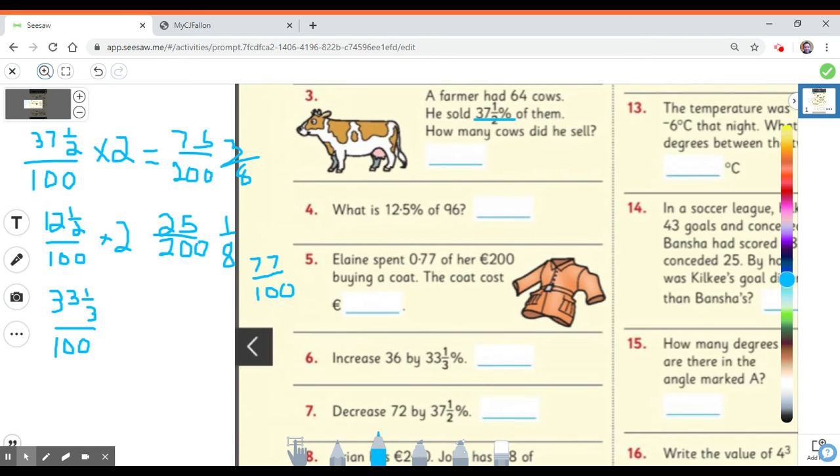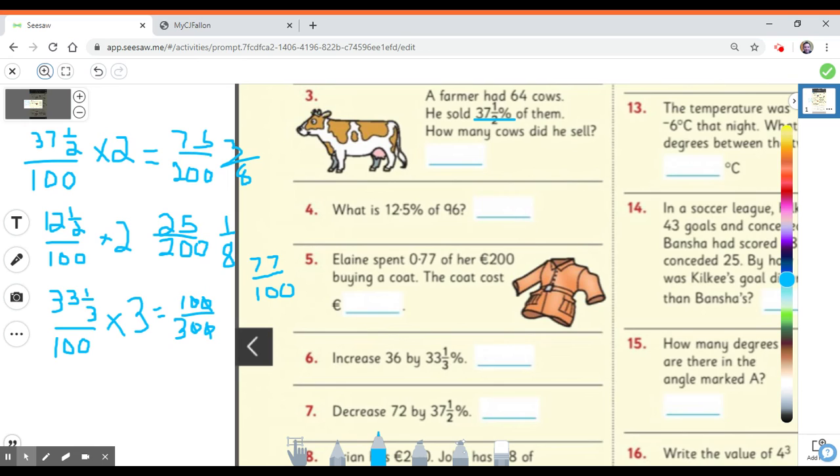Question 6. Increase 36 by 33.33%. So we change 33.33% into a fraction. So we put 33.33 over 100. And to get rid of the third, we multiply by 3 because 3 is on the bottom of the fraction. So when we multiply by 100, we're going to be left with 100 on the top. And we're going to be left with 300 on the bottom. And when we simplify that, we're going to be left with 1/3.